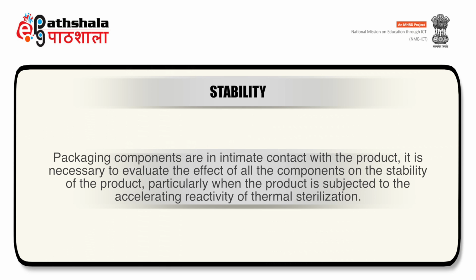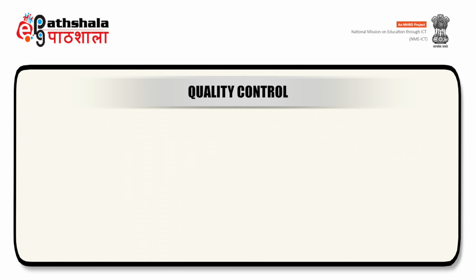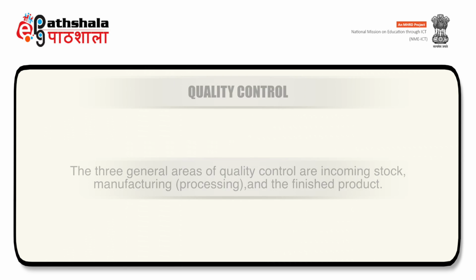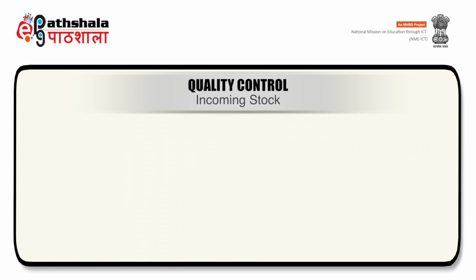Packaging components are in intimate contact with the product, so it is necessary to evaluate effect of all components on the stability of the product, particularly when product is subjected to accelerating reactivity of thermal sterilization. Now, quality control. Three general areas of quality control include incoming stock, manufacturing and finished product. First of all, we will discuss quality control with respect to incoming stock.